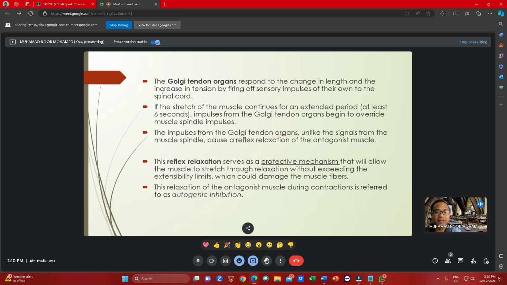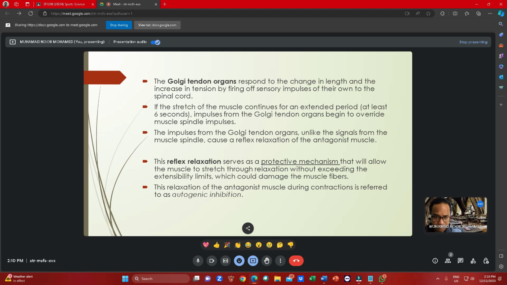Okay, next one. The GTO responds to the change in length and then increases in tension by firing sensory impulses of its own to the spinal cord. If the stretch of the muscle continues for an extended period, at least 6 seconds and above, impulses from the GTO begin to override the muscle spindle impulses. It means that after 6 seconds, most of the time we are going to start our secondary tension.